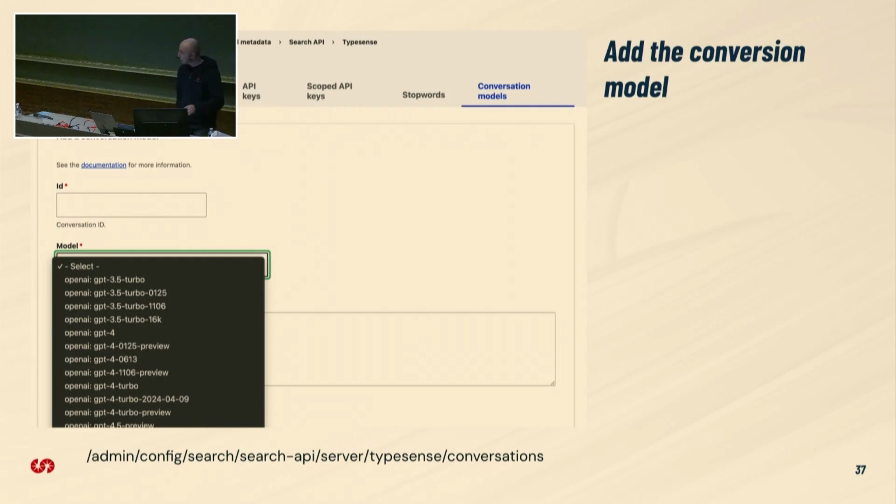And in this case, you can see in this select box, we have all the language models from OpenAI, because before, we set up the provider. So this is all the language models we have from that provider.